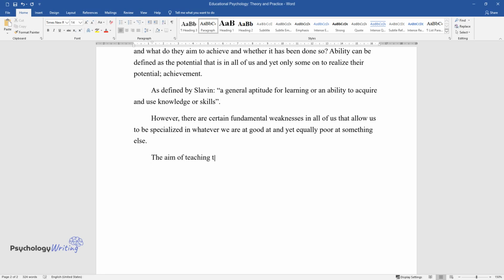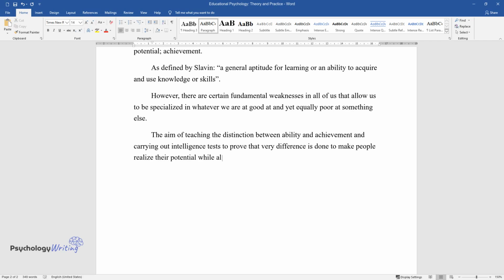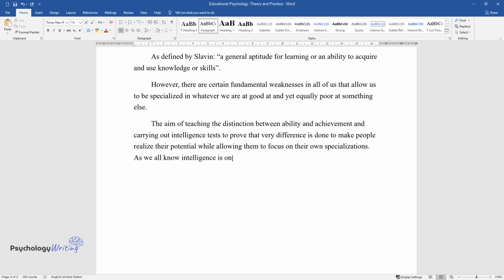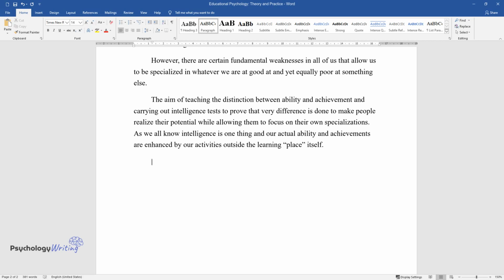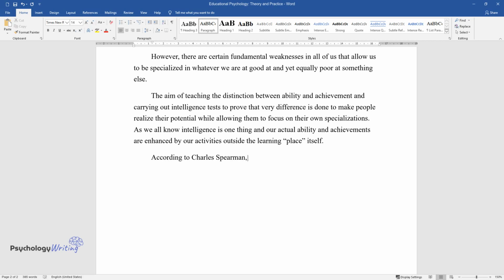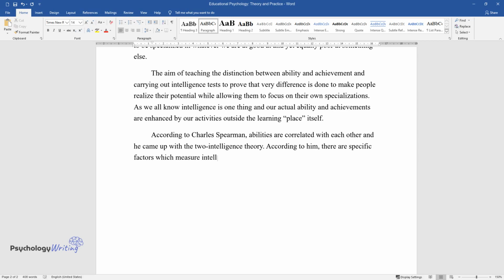The aim of teaching the distinction between ability and achievement and carrying out intelligence tests to prove that very difference is done to make people realize their potential while allowing them to focus on their own specializations. As we all know, intelligence is one thing and our actual ability and achievements are enhanced by our activities outside the learning place itself. According to Charles Spearman, abilities are correlated with each other and he came up with the two-intelligence theory. According to him, there are specific factors which measure intelligence.